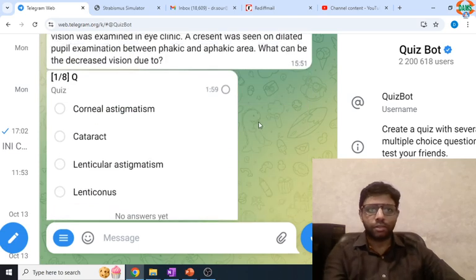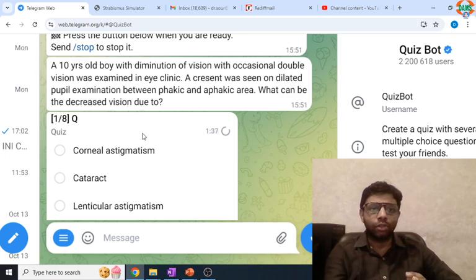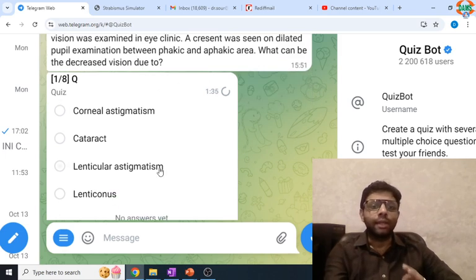The first is a 10-year-old boy with diminution of vision with occasional double vision, examined in the eye clinic. A crescent was seen on dilated pupil examination between the phakic and aphakic. By this, you should know that a phakic-aphakic crescent means there is a subluxation of the lens. The decreased vision or the symptoms here are due to astigmatism, but not corneal astigmatism, due to lens astigmatism. That is subluxation of lens.